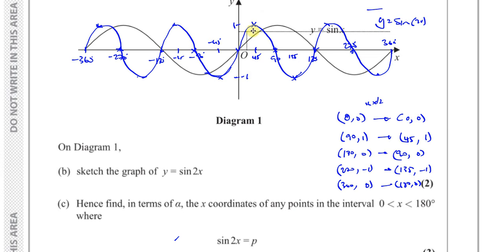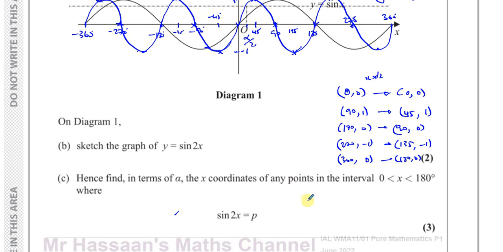I'll just extend this so we can see more clearly. Any angle between 0 and 90 degrees is going to have two solutions between 0 and 180. Those two solutions in terms of alpha, the x coordinate. So you're going to have here alpha. This will be alpha divided by 2. Whatever alpha was before, it's divided by 2 now. Sine 2x equals p. Remember, the sine of alpha was equal to p.